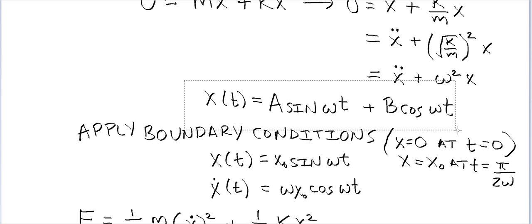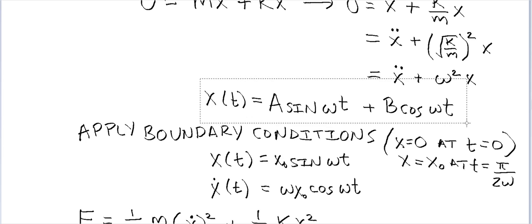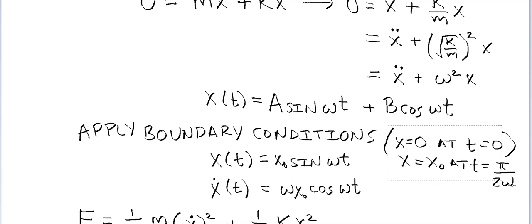You probably remember from physics 130 that we could write an equation for this as x of t is equal to a sine omega t plus b cosine omega t. We'll come back and remind ourselves of this again in a few minutes. If we apply boundary conditions to this equation, let's insist that x is equal to 0 when t is equal to 0, and that x is equal to some maximum value x naught at t equals pi over 2 omega.